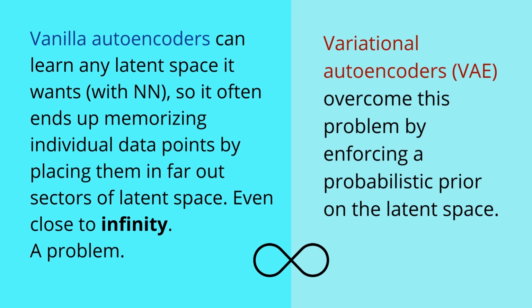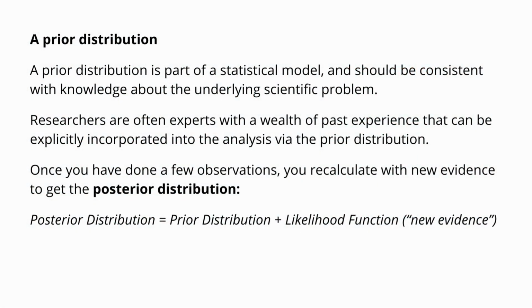Okay, so a prior distribution, and you guessed it, is part of a statistical model. So you know now exactly where we are: mathematics, statistics, and it should be consistent with the knowledge we have about the underlying scientific problem. So as a scientist or as a physicist, if you look at a physical system and you try to understand it, you try to simulate its behavior, you have some boundary condition and you have some initial condition where this system starts. So you impose some restriction on the possible events that could happen in this system. This is a prior distribution.